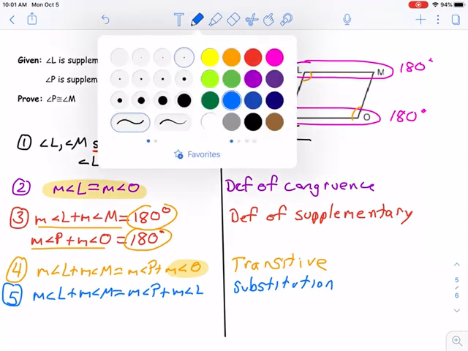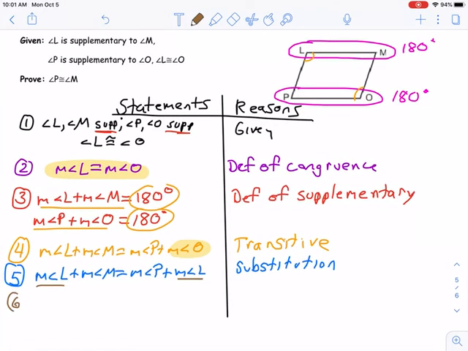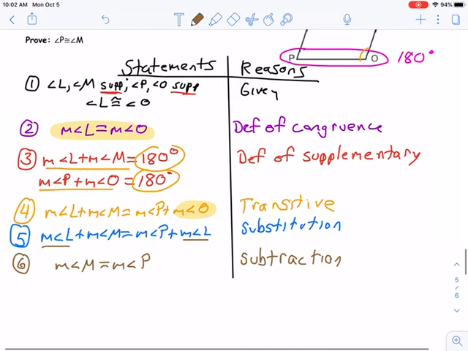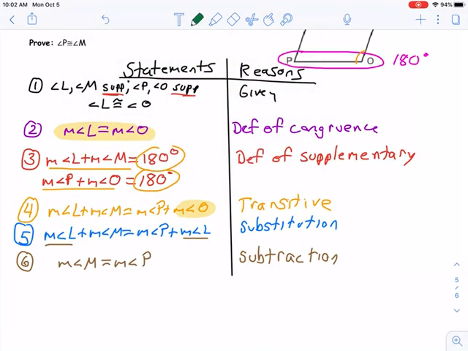Alright. Now, keep cruising. I've got angle L on both sides. Let's get rid of it. A good way to get rid of it is just to subtract it. Since it's a positive angle L on both sides, I'm going to get rid of it via subtraction. And since this is the last proof, our last opportunity to review, let's be incredibly tedious, precise, all that fun stuff. I have the measure of angle M equals the measure of angle P.